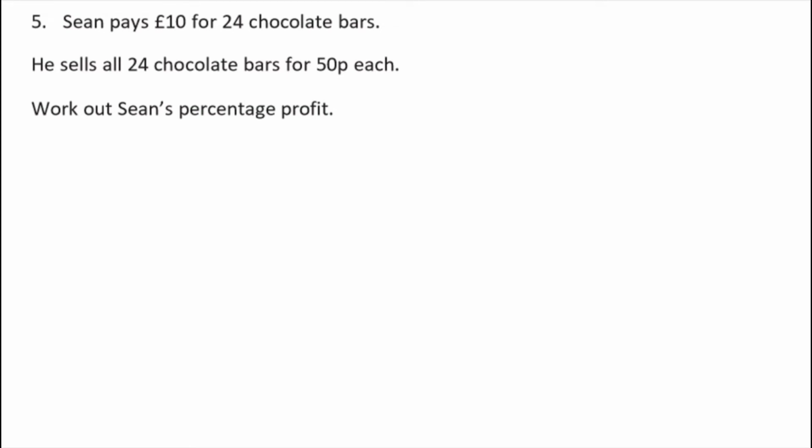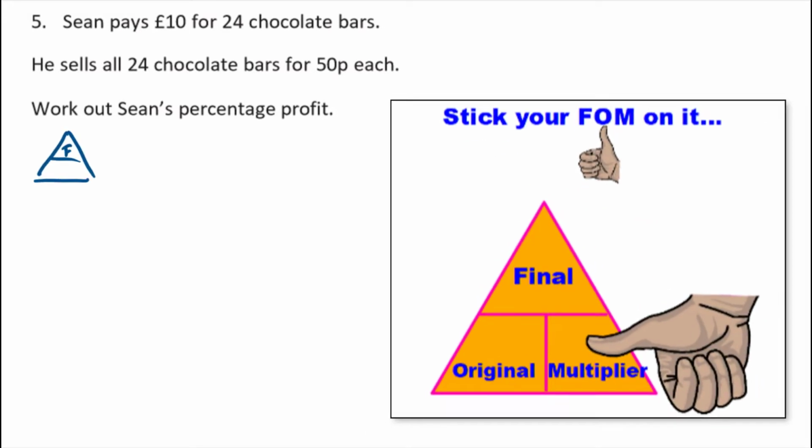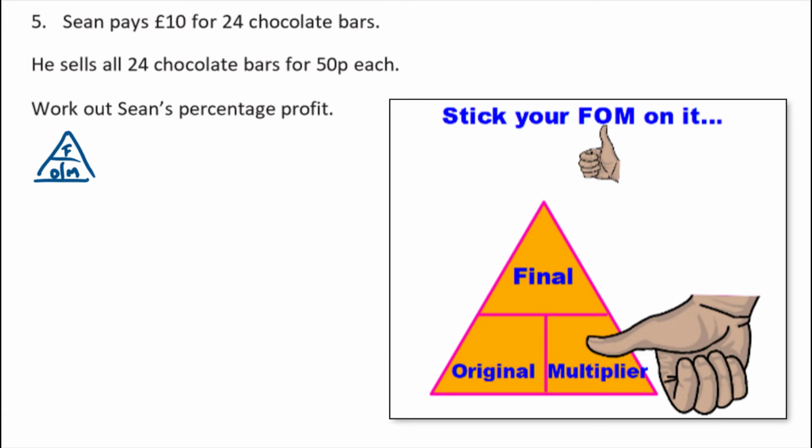He sells all 24 chocolate bars for 50p each. Work out Sean's percentage profit. Okay. Now I like to do percentage questions using this triangle. Final, original, multiplier. So the method really involves working out what I've been given out of those three things, which is the final, which is the original, which is the multiplier, putting it into the formula and working out our answer.